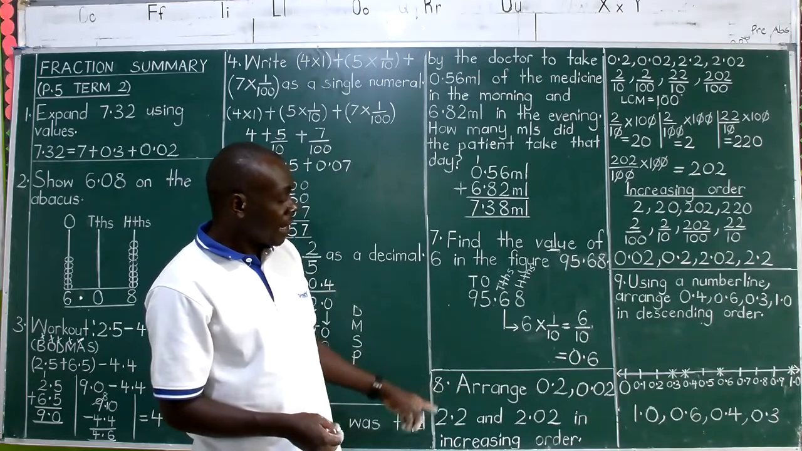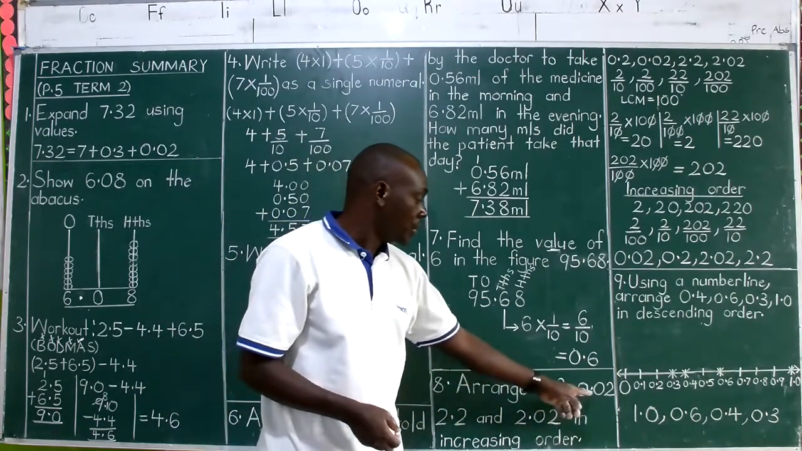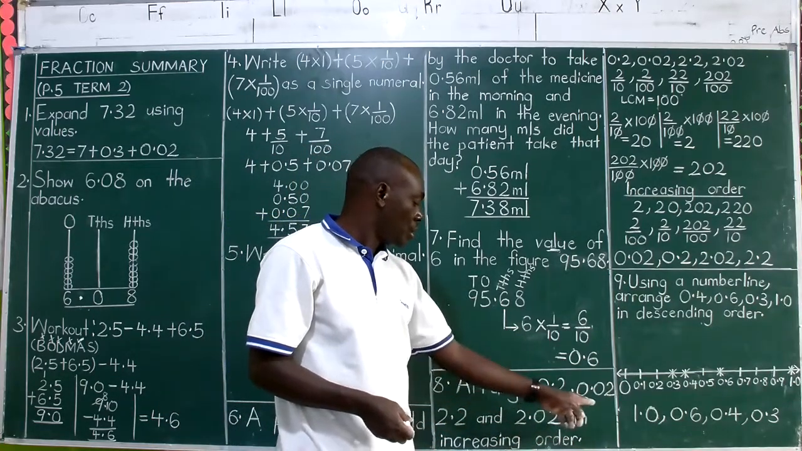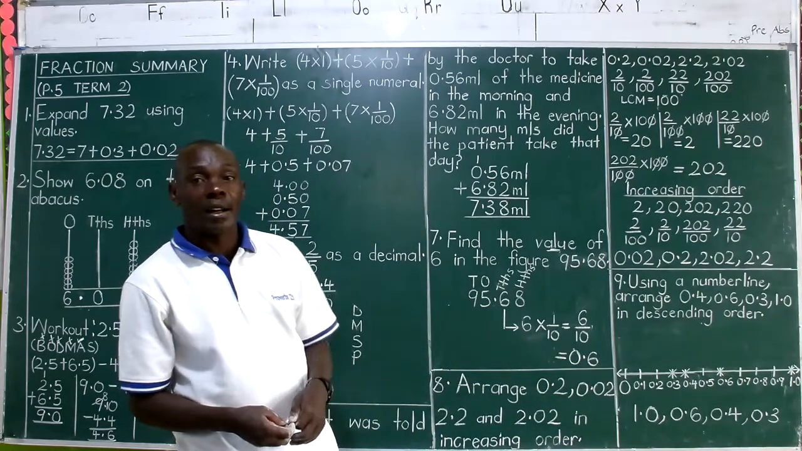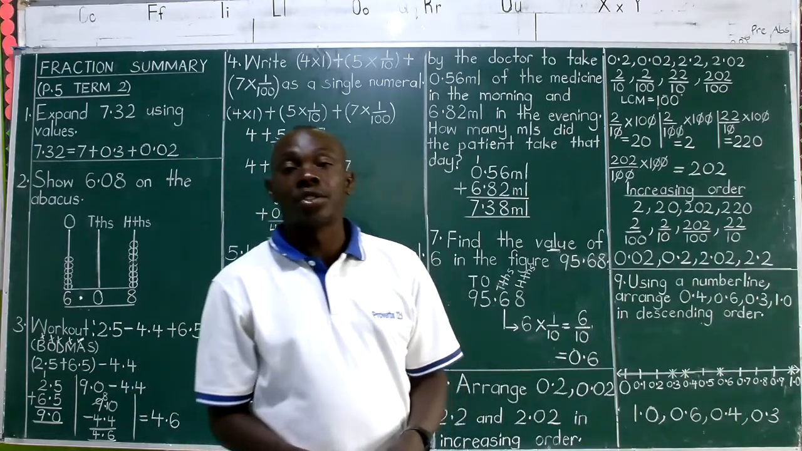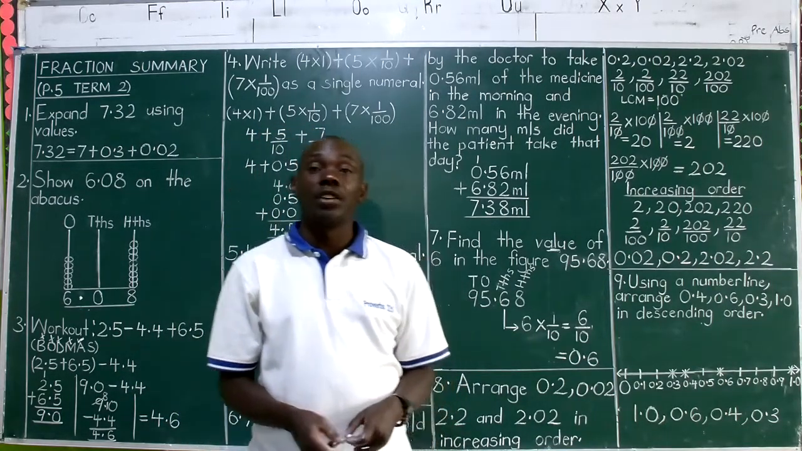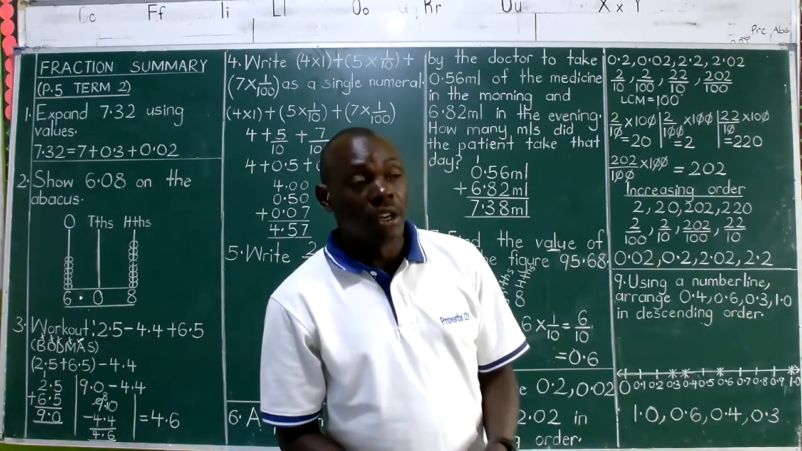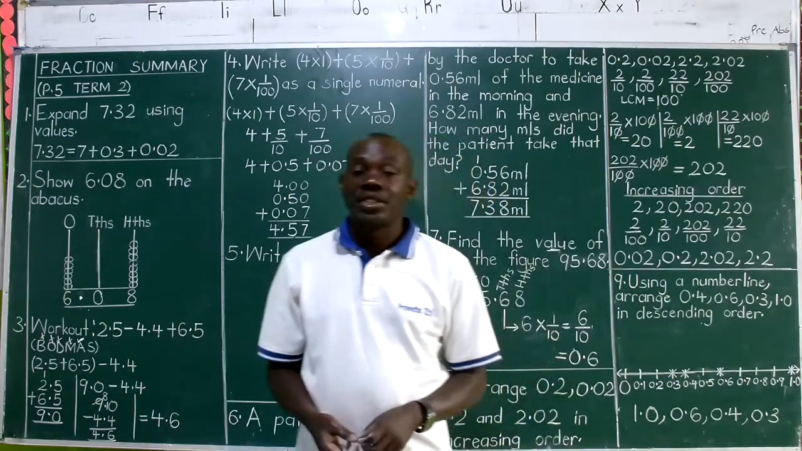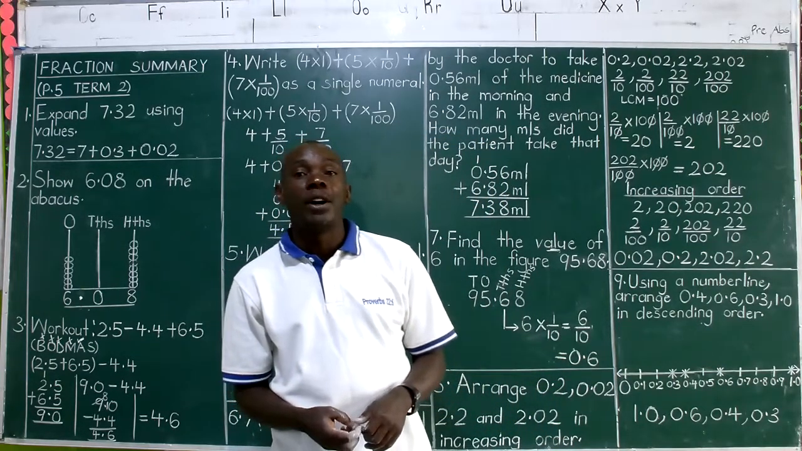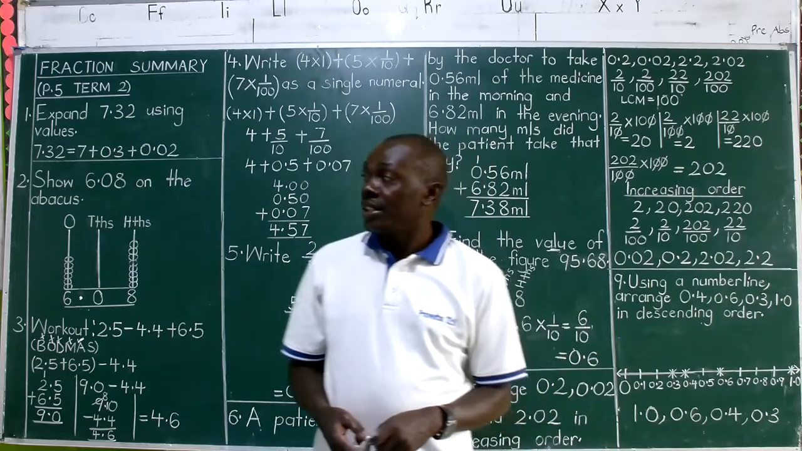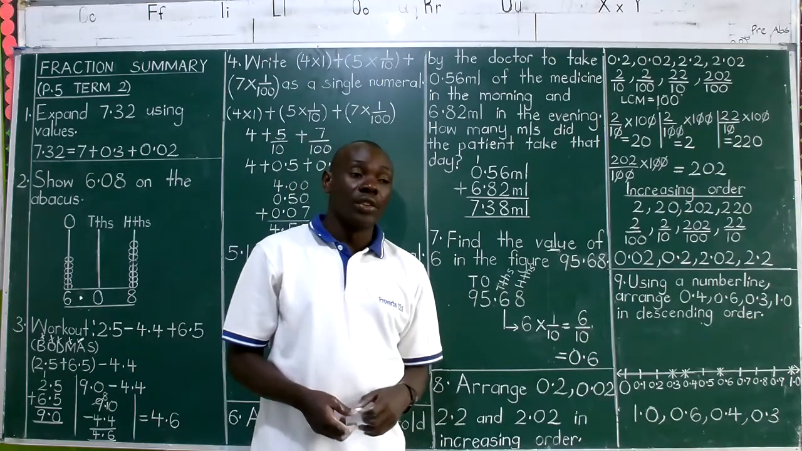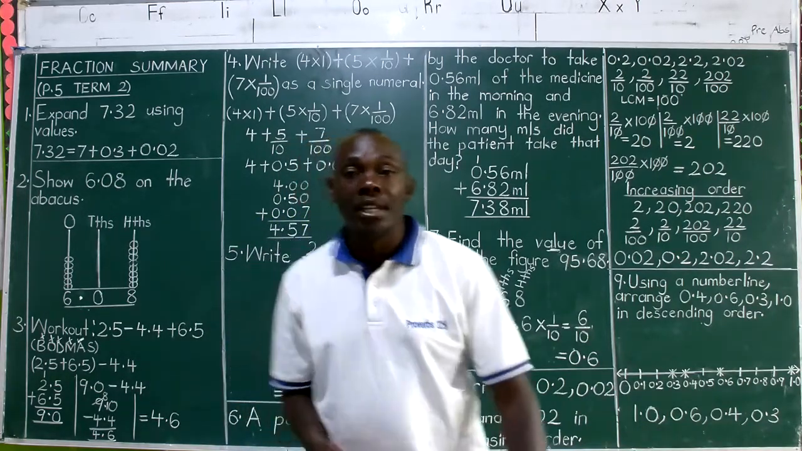Another example is number 8. Arrange 0.2, 0.02, 2.2 and 2.02 in increasing order. Increasing order is also known as ascending order. To ascend is to go up or climb. So if you are to go up, it means you will come from the lower point to the higher point. So now, we are going to start with the least to the greatest, the smallest to the biggest.